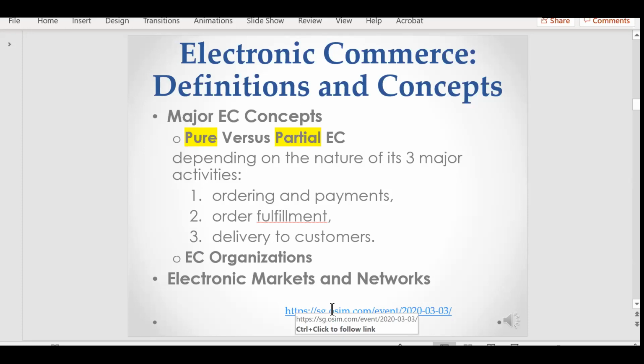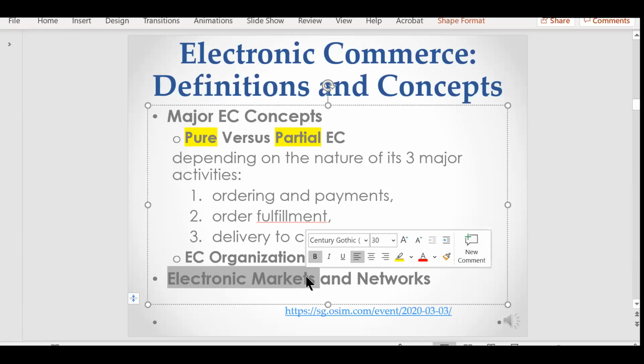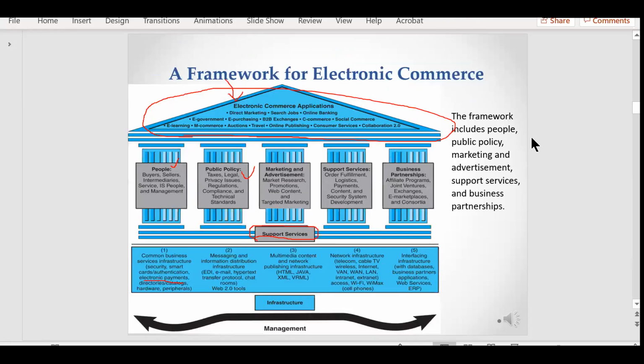So for example, also OSIM, right? If you look at OSIM, they sell massage chairs, but they also have an online presence. You are able to buy massage chairs like OSIM from Taobao, which is one of the popular e-marketplaces, right? I'm sure some of you will know. We'll talk more about this electronic market. It's a very important segment of this module as well, right?